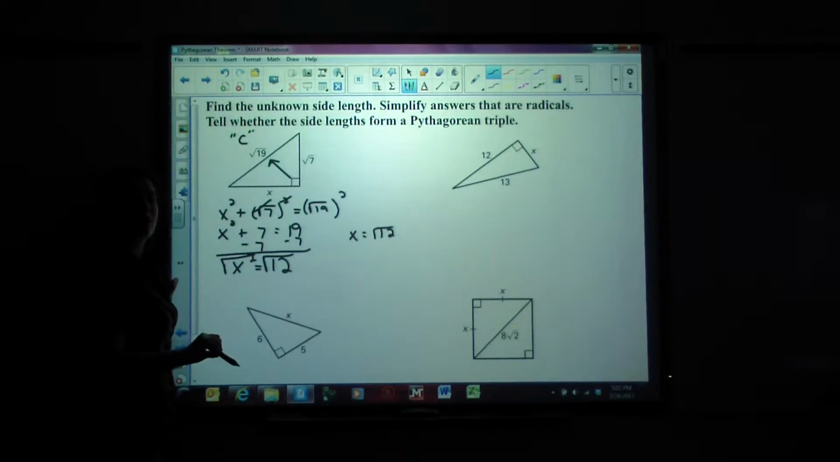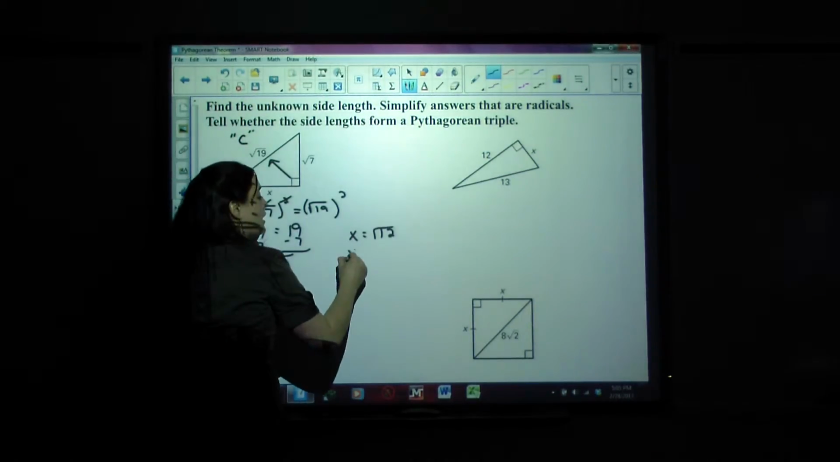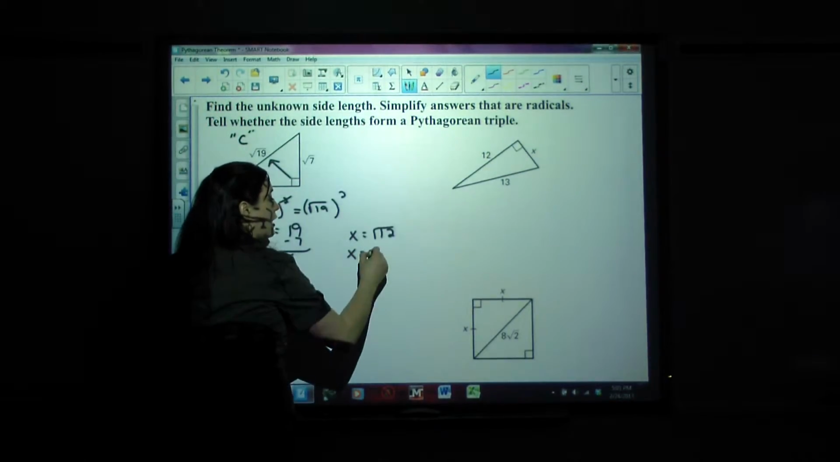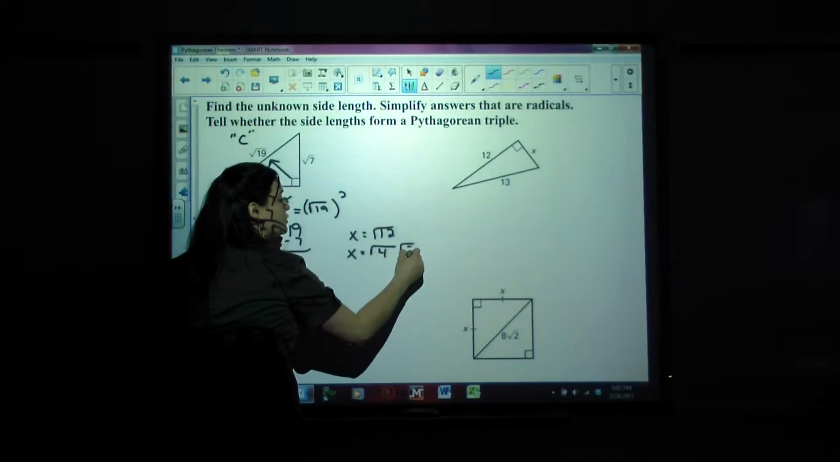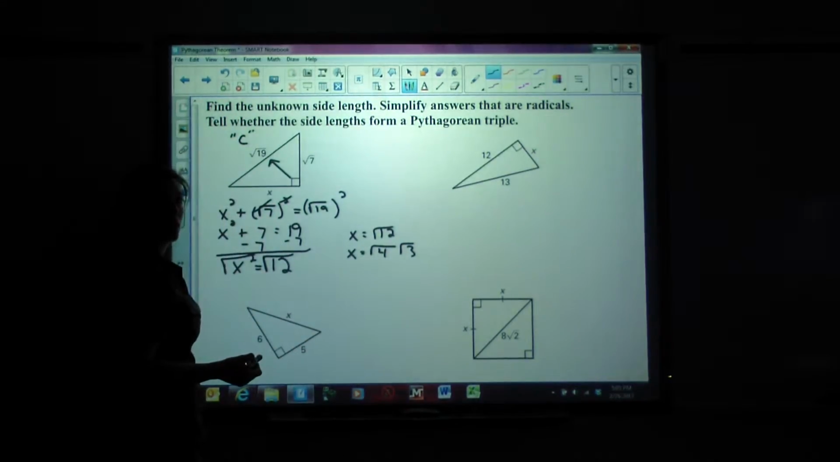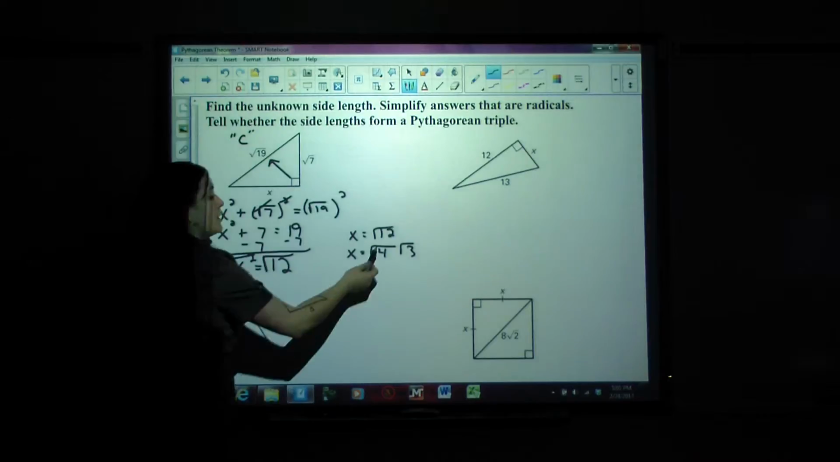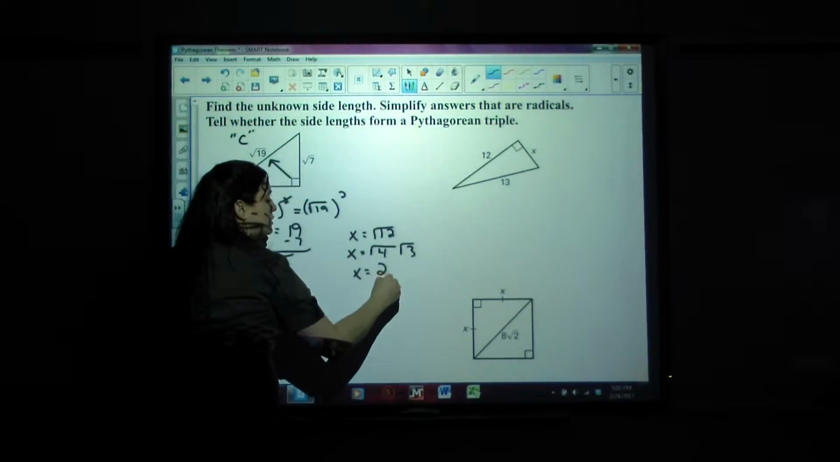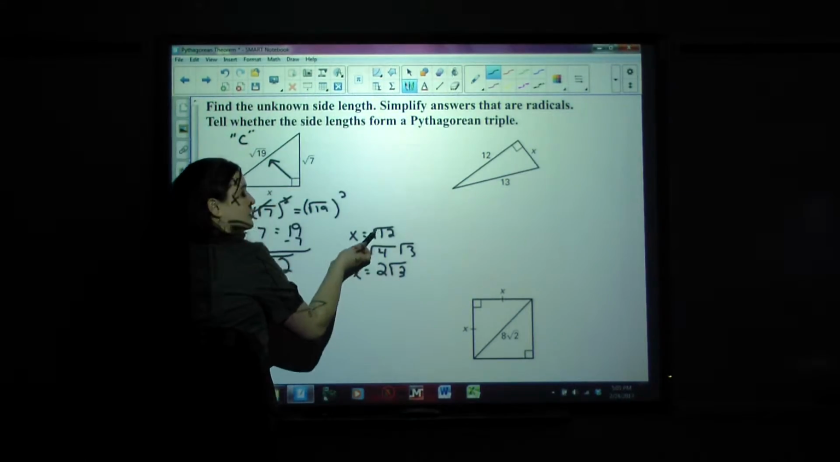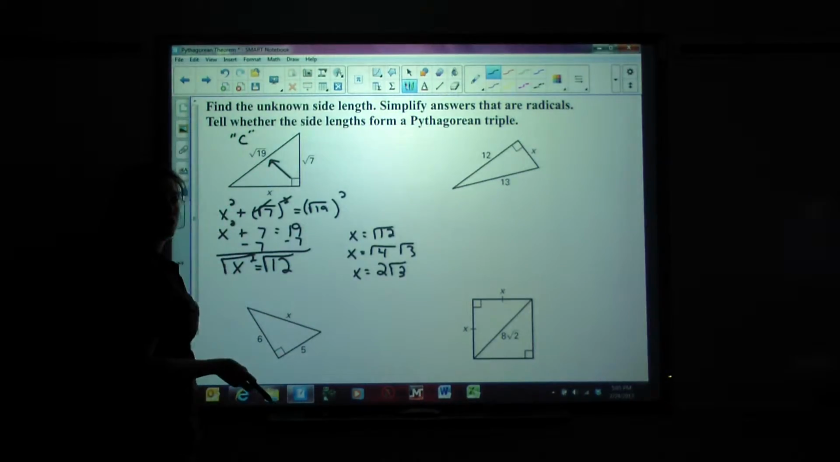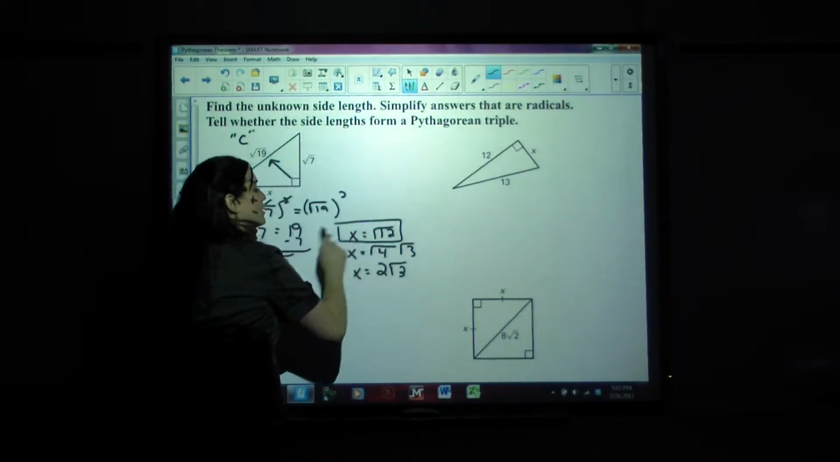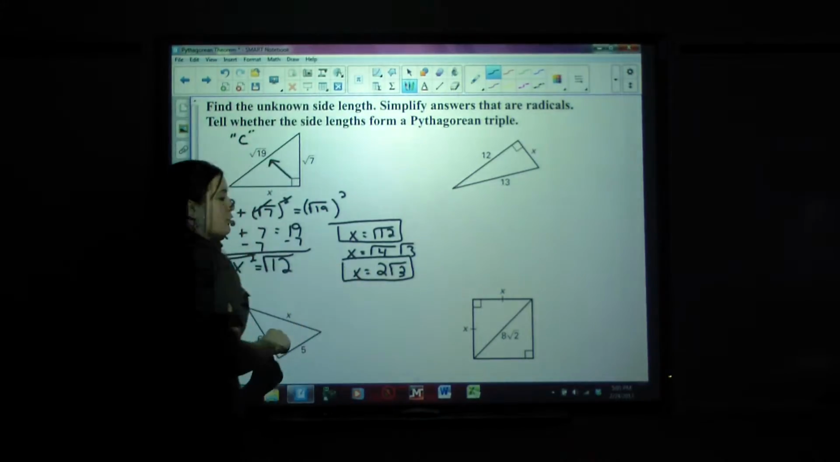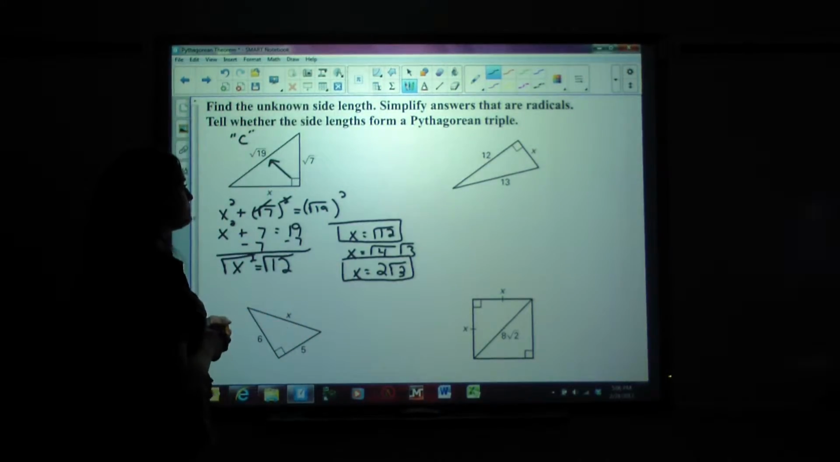You could type that in your calculator and get a decimal form, or if we take it a step farther, we know factors of 12 are things like 4 and 3, and what's special about 4 is it's a perfect square. The square root of 4 happens to be 2. So the square root of 12 is actually equal to 2 root 3. So you have a couple of possible answers here: root 12, 2 root 3, or your decimal form.